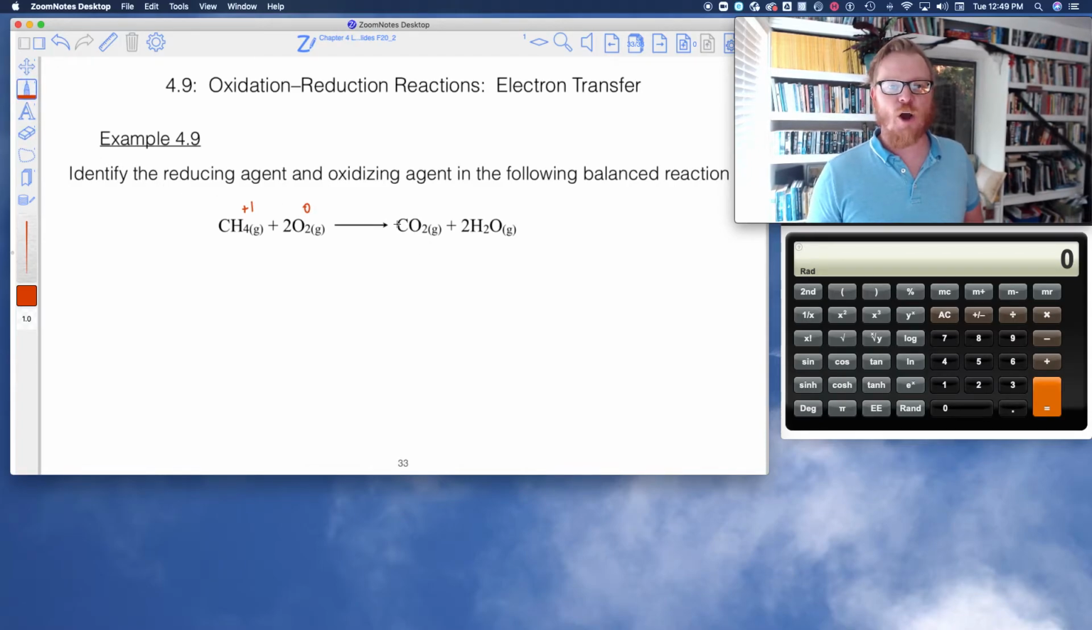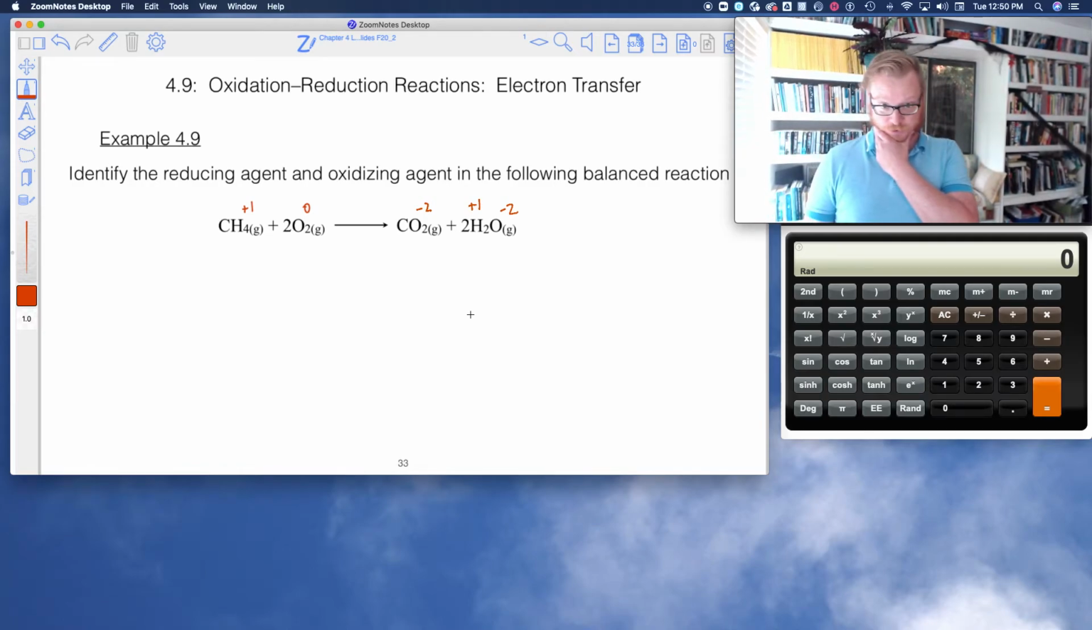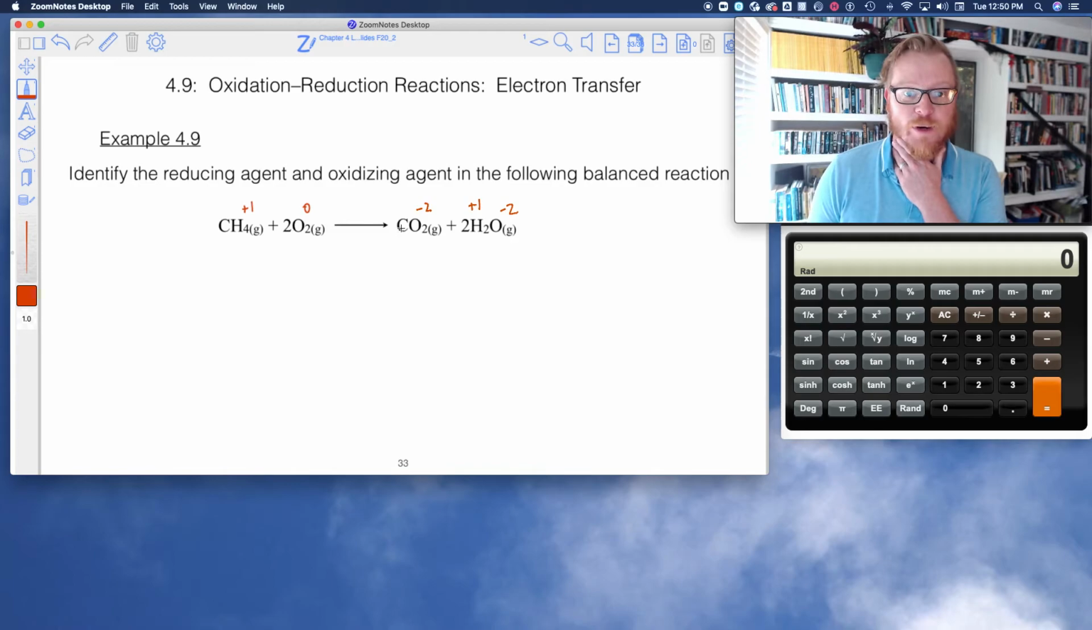Over here, I know now this is a compound. This is oxygen in a compound. So each oxygen has to be -2 over here. And now in water, each oxygen is still -2 and each hydrogen has to be +1. So the only thing that I have left to figure out are the carbons. Okay. So over here in carbon dioxide, 2 times -2 is -4. So each carbon has to be +4.